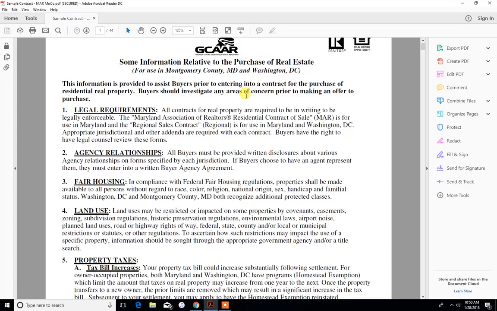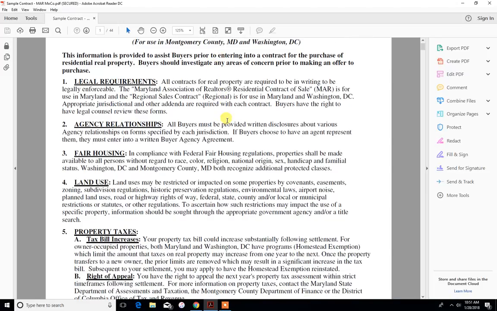Okay, John. So first thing here, legal requirements. In Maryland, there's a statute that says contracts, in order to be enforceable, have to be in writing. There's two versions of them, a state contract and a regional contract. In this case, we're just going to use the state contract. There is a disclosure that you're going to sign, or sidebar, if you've already taken them out to see homes, they should have signed this already.